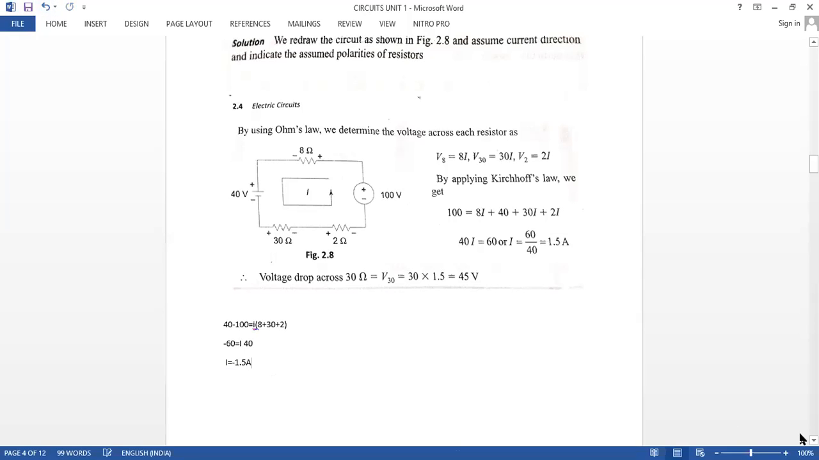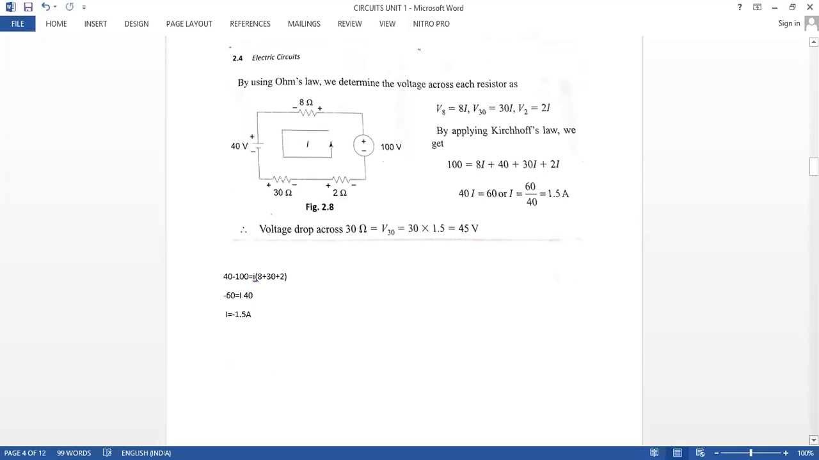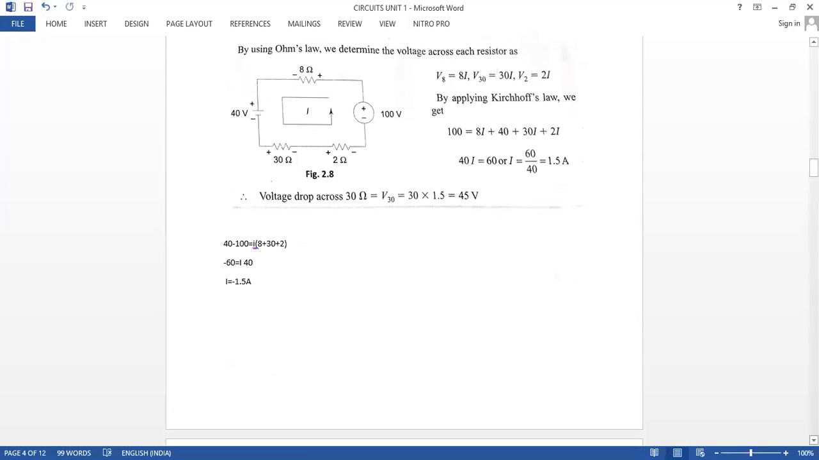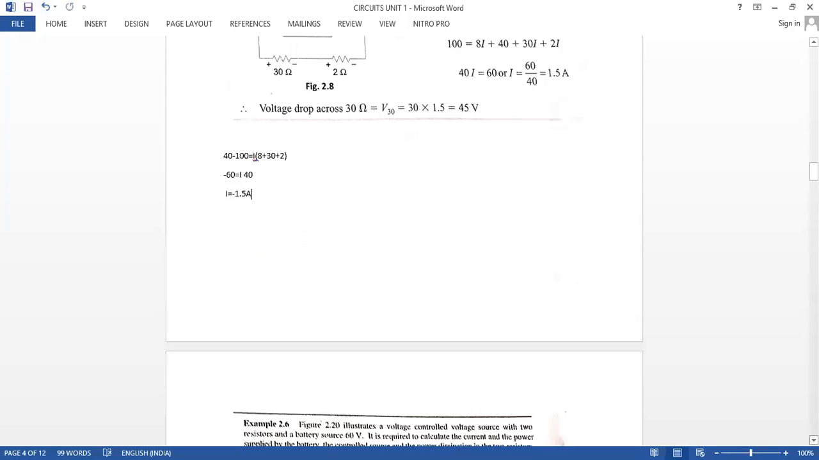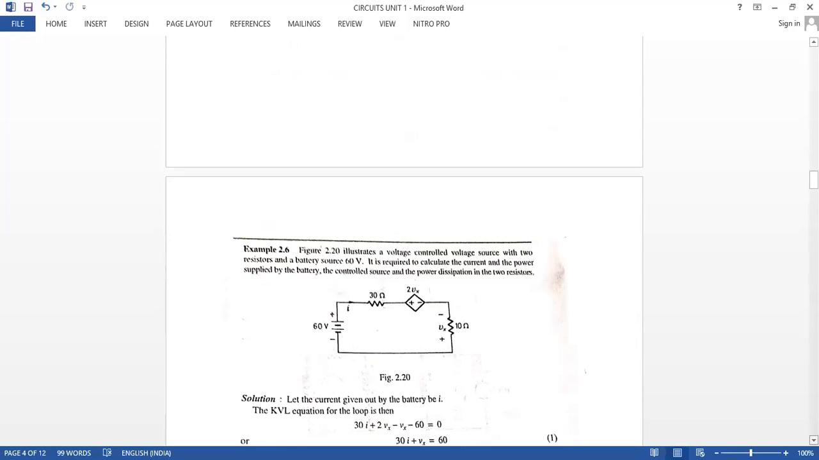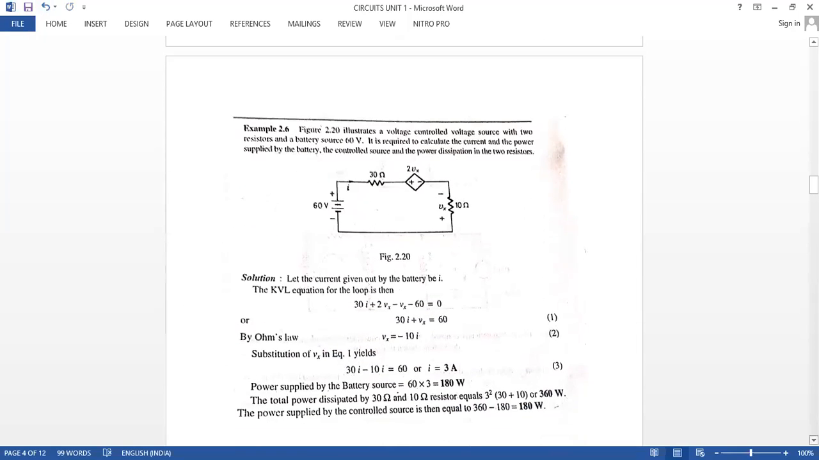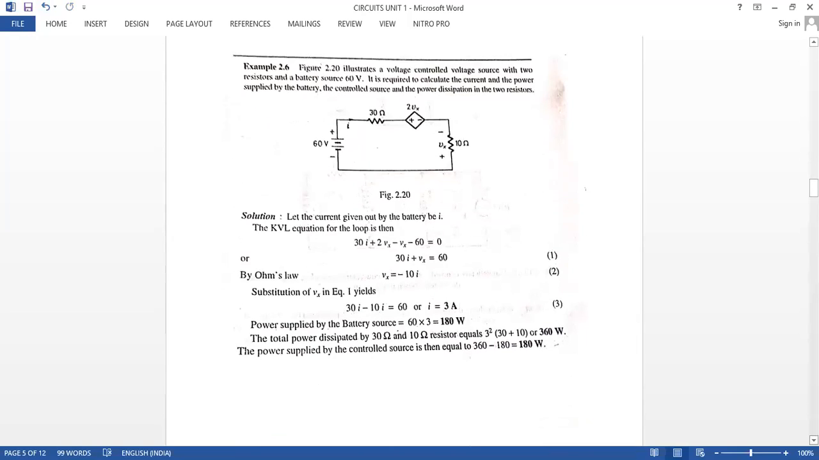So this is the second model which you get. The first unit is the revision of the diploma syllabus only, and from the second unit we have new topics, like dot convention. Now we are coming to the problematic part. This is very important, all the students. This is the dependent source. All of you remember the values. I'll draw it on the whiteboard.